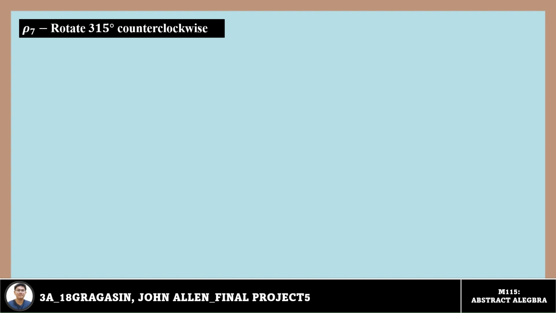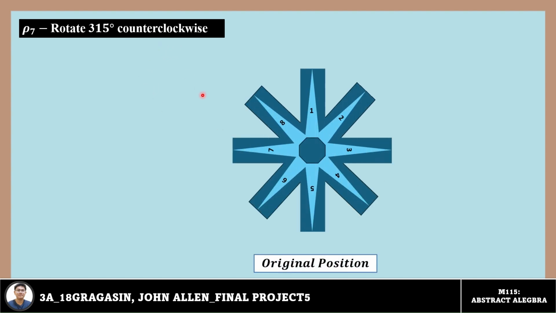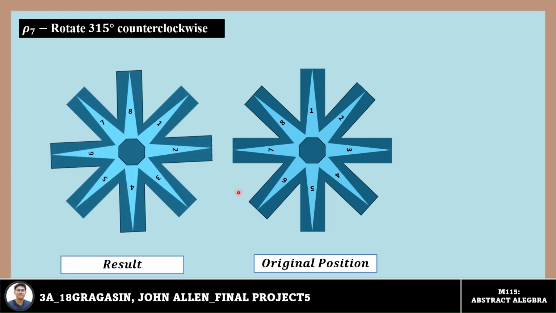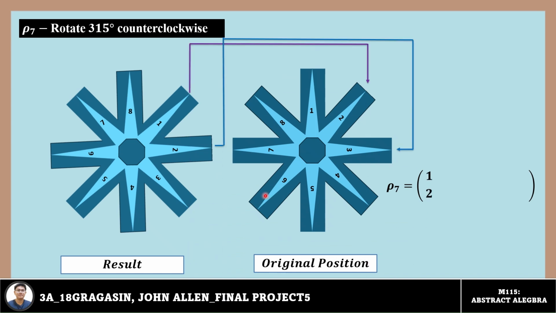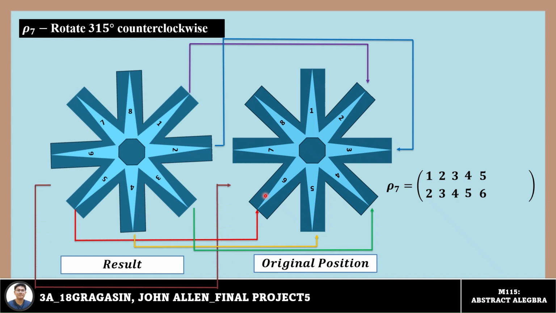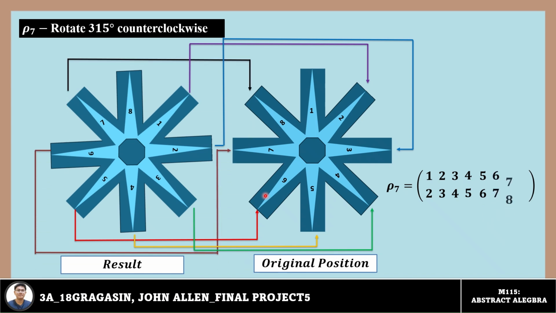So for rho sub 7, rotate 315 degrees counterclockwise. We have here the original position, and this is our result. So we have here the rho sub 7: 1 is to 2, 2 is to 3, 3 is to 4, 4 is to 5, 5 is to 6, and then 6 is to 7, and then 7 is to 8, and 8 is to 1. So these are the elements for our rho sub 7.